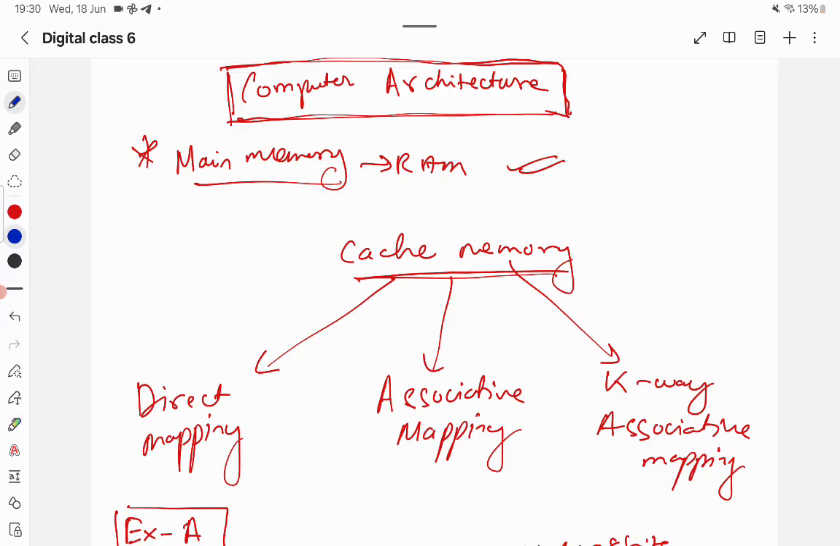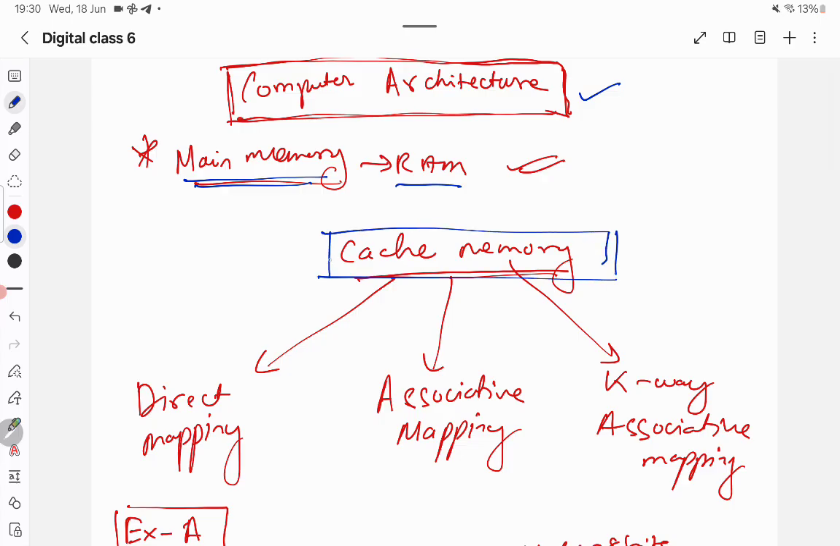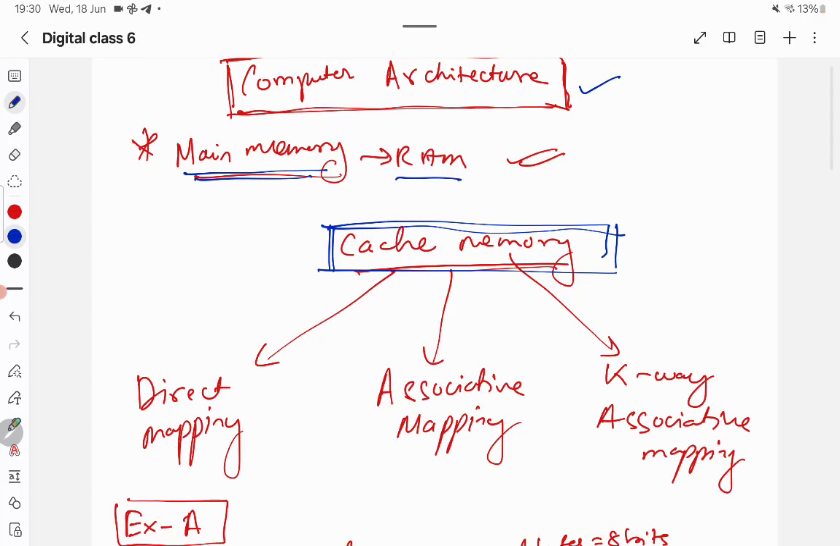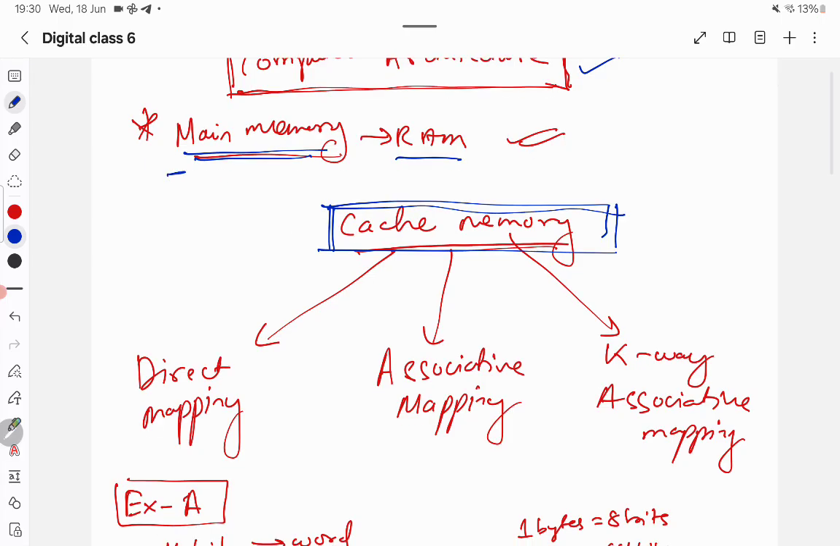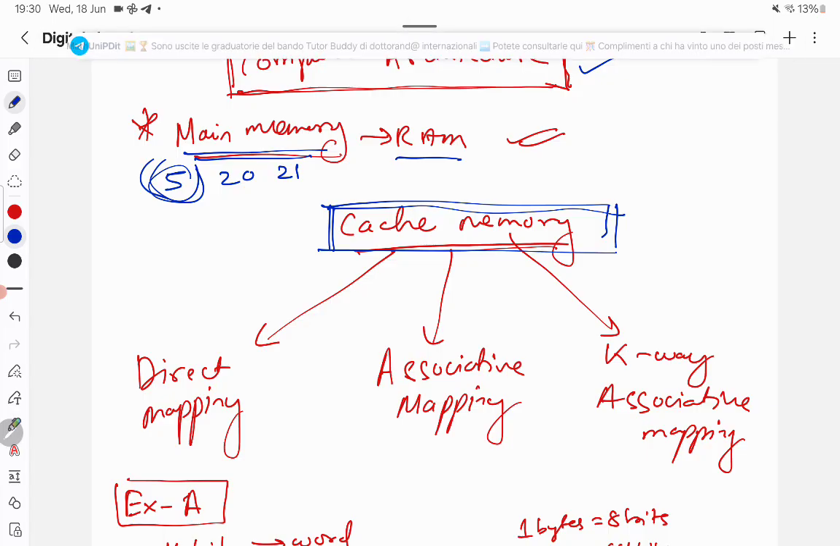So as I said, in computer architecture the RAM is your main memory. Okay, so this is the cache memory. Whenever we need cache memory, it is because we need all our information instantly, so we don't need to go to the main memory. Let's say 5, 20 and 21 are there in the main memory. You are constantly asking for 5 every time, like today you are asking I need 5, again tomorrow 5.